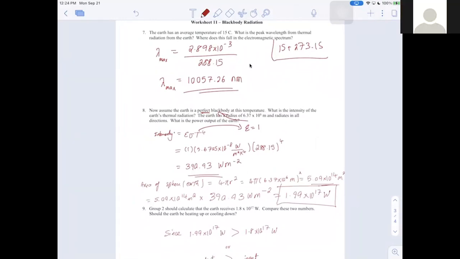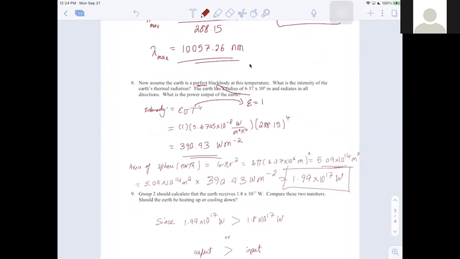Max, you want to go ahead and explain this one? Sure. So we used the Stefan-Boltzmann law, and T was still 288, and epsilon and sigma were just constants. So we got the intensity, and then we multiplied that by the surface area of the Earth and got 1.99 times 10 to the 17th watts for the power output. Yeah, so we're just radiating that much power, energy every second, okay?